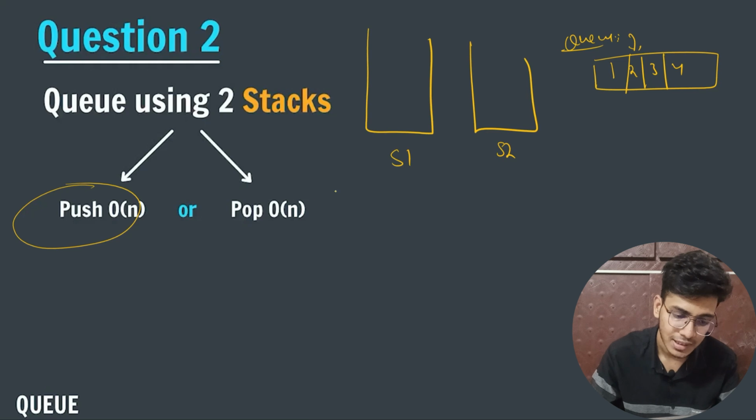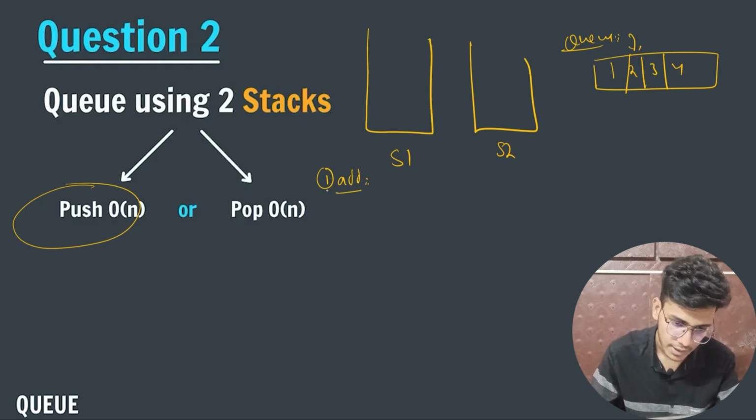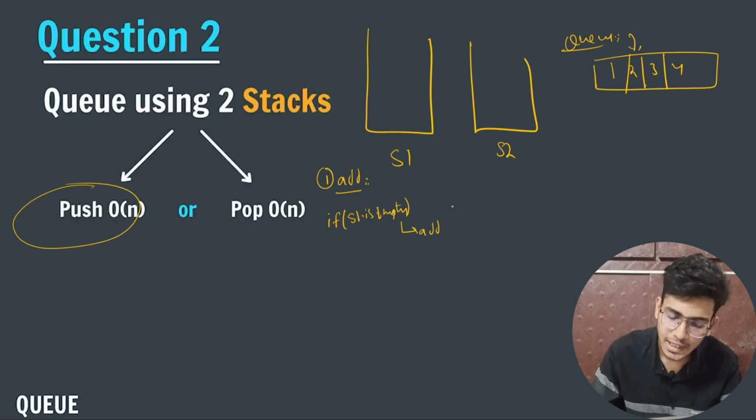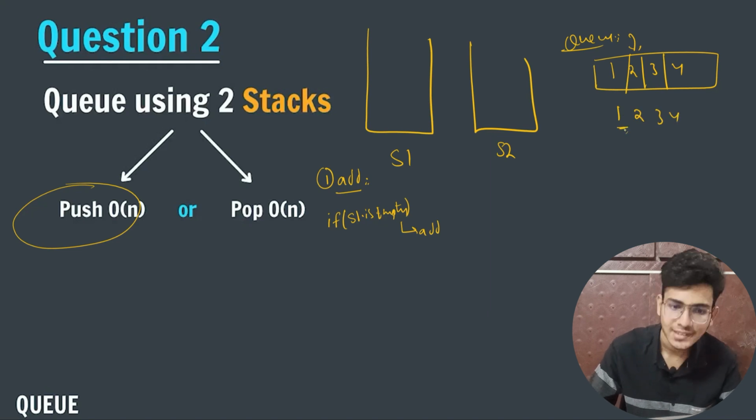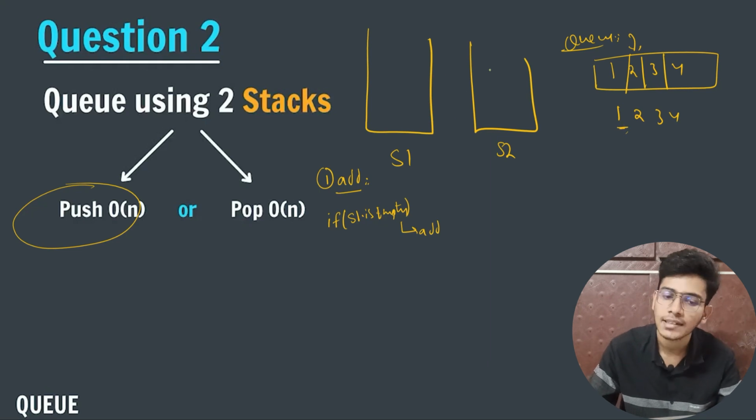Now let us talk about 3 different operations. We have add, we have remove, and we have peek. First of all, adding to a queue using stacks: I will check if my S1 is empty. If S1 is empty, then add whatever element you want to add into the stack. Let's say these are the elements I want to add: 1, 2, 3, 4. First I will take my first element and check whether stack 1 is empty or not. Here you can see that stack 1 is empty. So if stack 1 is empty, then directly add that element into my stack. So I will add 1 into my stack.